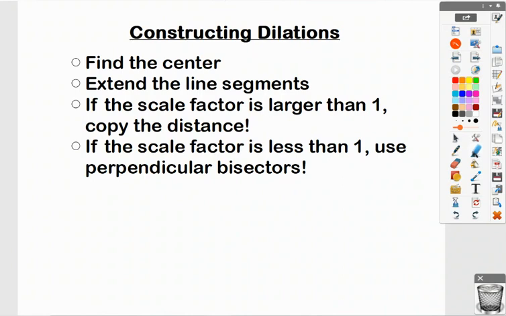Now this is the important part. If your scale factor is larger than 1, and in our case it was, we are going to copy the distance. That's exactly what we did. We used our compass to measure the distance and then we copied it. We only did it one more time because our scale factor was 2. We wanted it twice as far, but you can do that as often as you need to meet the needs of your scale factor.